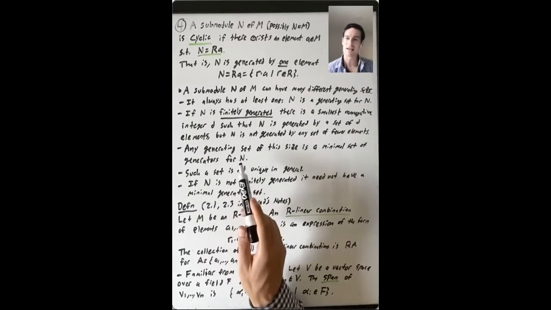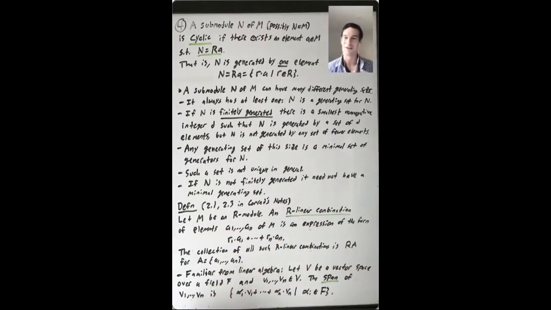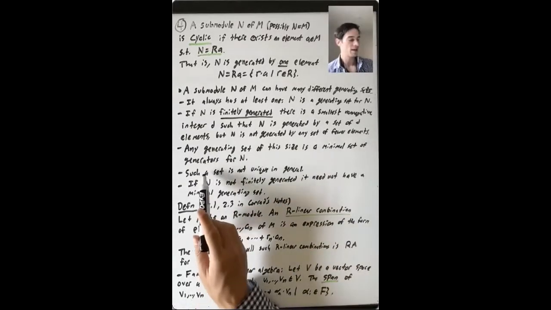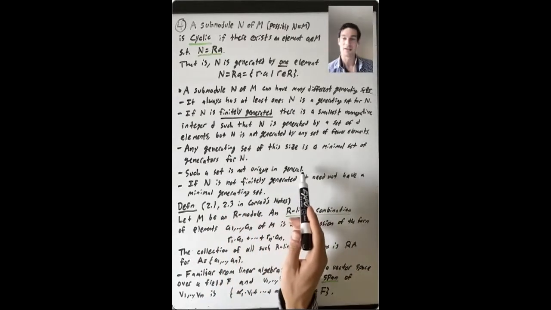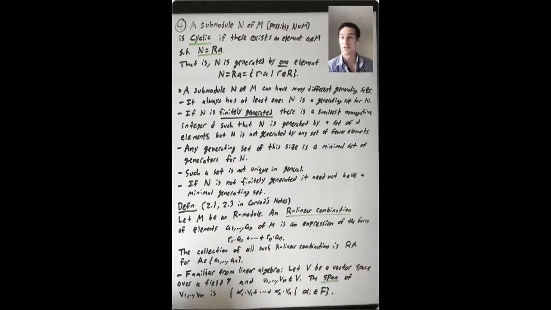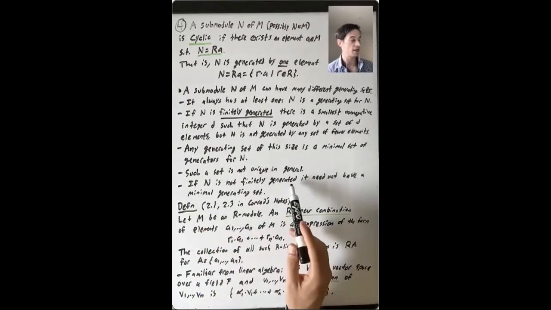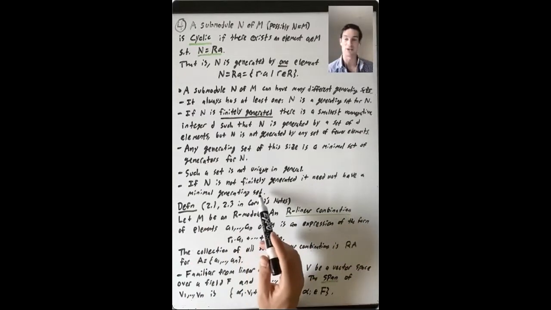So I'll come back to that, I think, in the next lecture and talk about some potential confusion with this terminology. Let me point out first that such a set is not unique in general, that you might have lots of different generating sets, even of this minimal size. All right, so if N is not finitely generated, it doesn't have to have a minimal generating set.